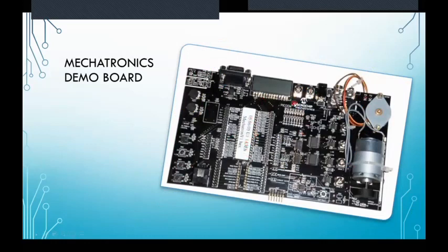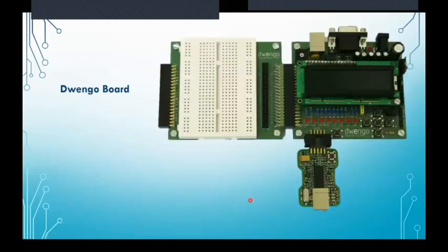It has an LCD, a DC motor, a stepper motor, UART connection. It has a light sensor and a temperature sensor, 2 potentiometers here, and a few buttons. And we'll be using this mechatronic demo board to study how to interface all these different components to the microcontroller. And we also have a Duolingo board.